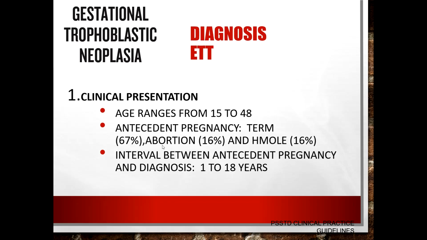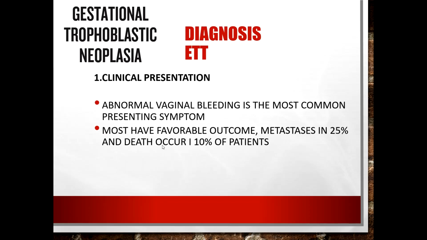ETT would occur from age 15 to 48. It has also been reported in postmenopausal women. And interestingly, the oldest in literature was a 66-year-old Filipina in the United States with a history of H-mole prior to presentation of ETT 17 years ago. So the most common presenting symptom is vaginal bleeding.